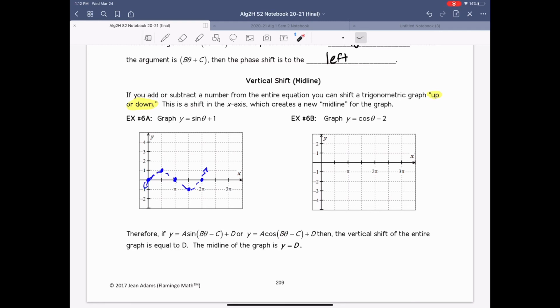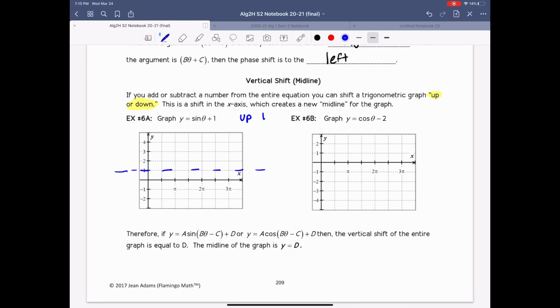Typically, with these graphs, sine and cosine, we have a midline of the x-axis, right? That is the line that we're working around. But if we have a vertical shift, that means the midline is going to shift up 1 as well. So for sine of theta plus 1, vertical shifts are just whatever this number is on the outside. Since I have plus 1, I'm going to shift up 1. So my new midline is going to be this line, which I'm going to draw in blue, at y equals positive 1.